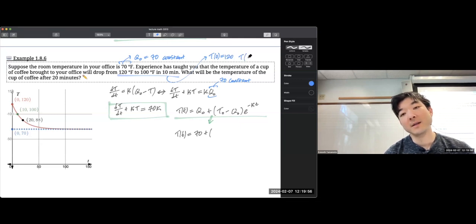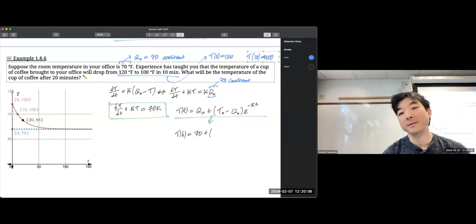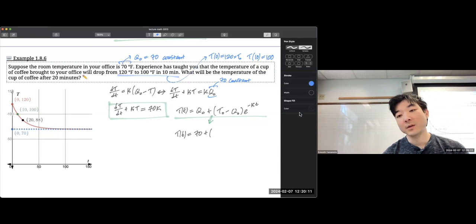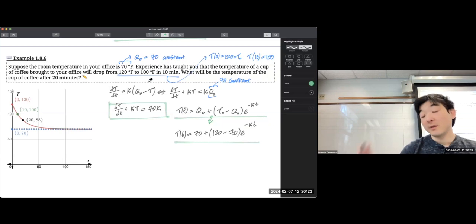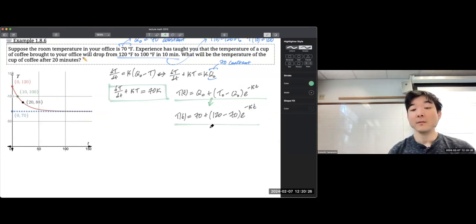And then in 10 minutes, it will be 100. So we have two things. This is like our initial temperature, so that means that this is our T naught. We'll use 120 minus, again, Q naught is 70, e to the negative kt. So this is the actual equation with all the information plugged in, and we're going to have to find this k.